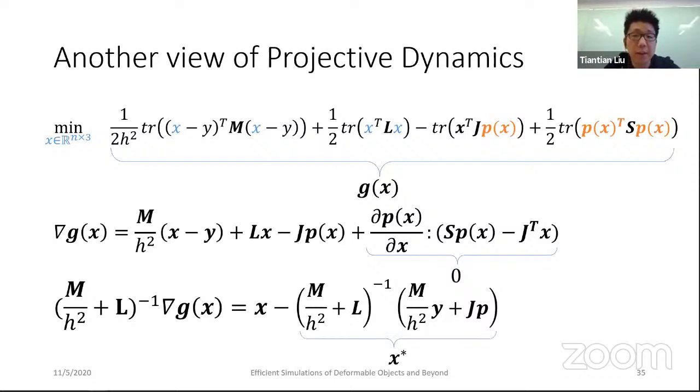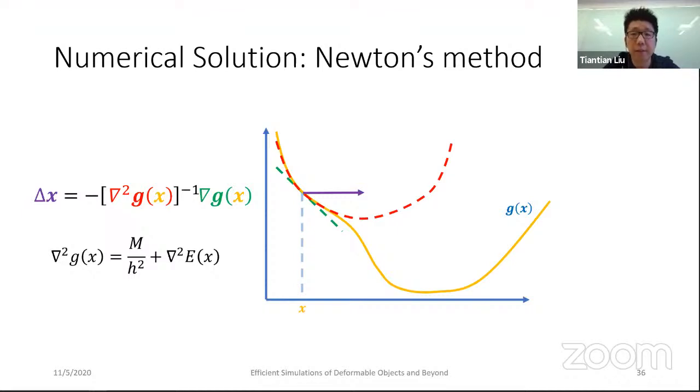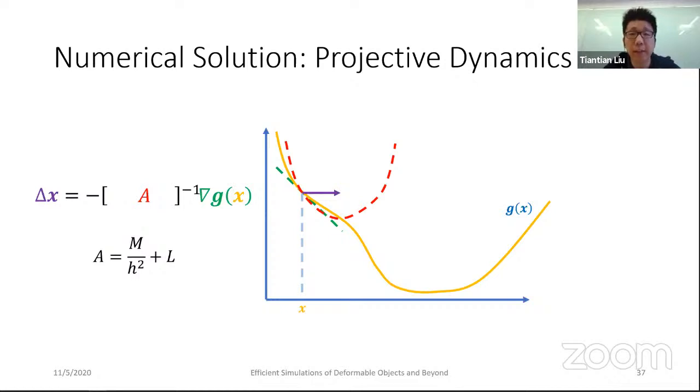Because it turns out the analytical solution of one global step in projective dynamics, X star, is simply the current state X minus a filtered gradient direction. Unlike Newton's method, which filters the gradient direction using the inverted Hessian matrix, projective dynamics simply chooses a Hessian approximation to compute the descent direction. This is a very special Hessian approximation because the second order derivative of the elastic energy is replaced by the system Laplacian matrix. The descent method is sometimes referred to as the Sobolev gradient descent method.